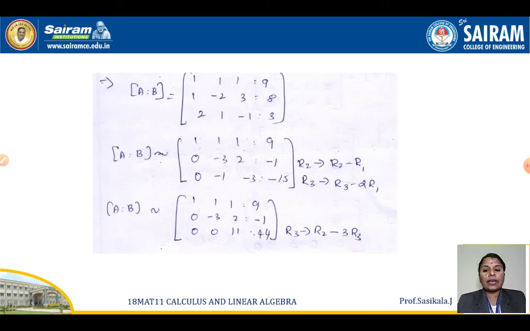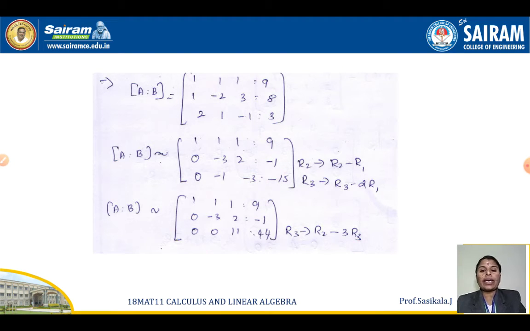What will be the first step? Making 0 for the second row first element and the third row first element by using your R1. First, R2: you can just subtract, because 1 only is there. R2 minus R1. So we get 0, minus 2 minus 1 will be minus 3, 3 minus 1 will be 2, and on the right side, 8 minus 9 will give minus 1.